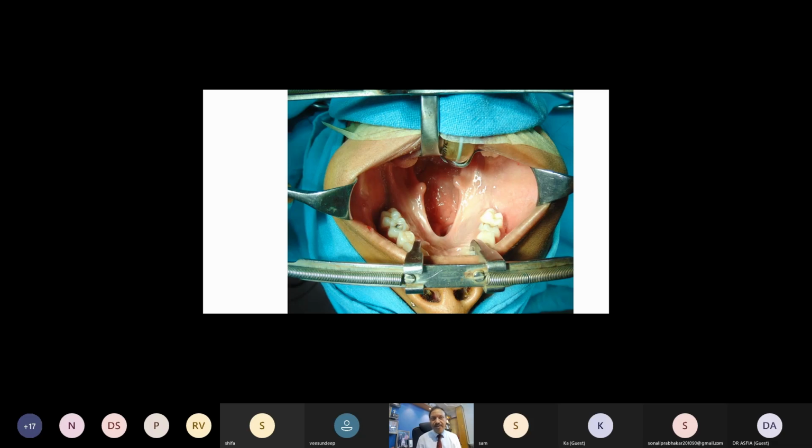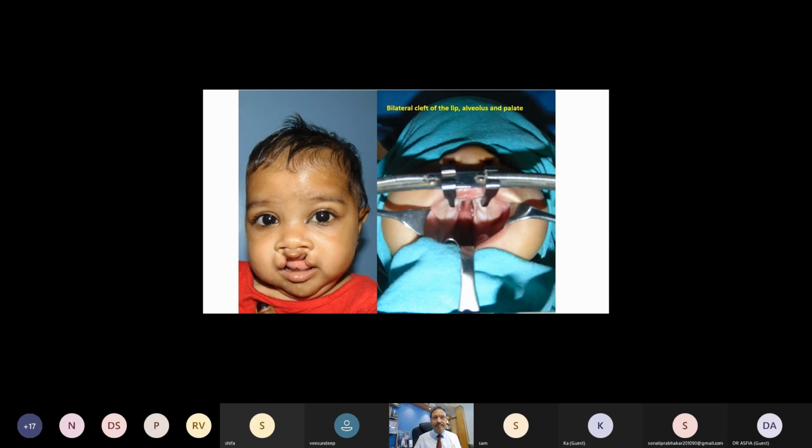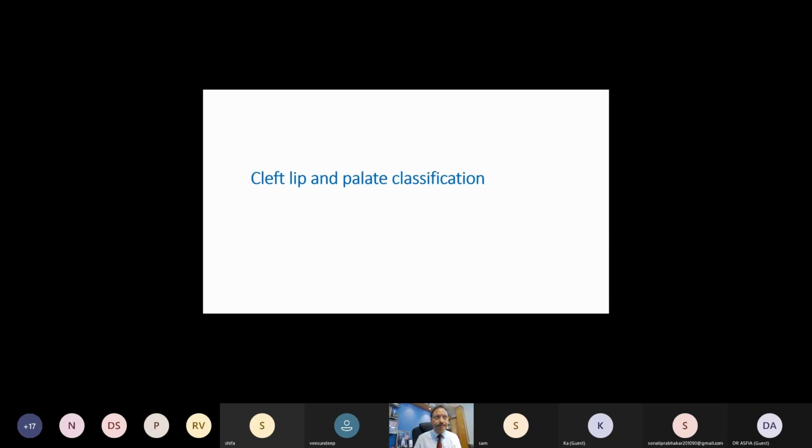This is bilateral. You can see the vomer hanging here. Again, this is vomer and attached to shelf on this side. This is a bilateral cleft. Vomer is hanging in midline.